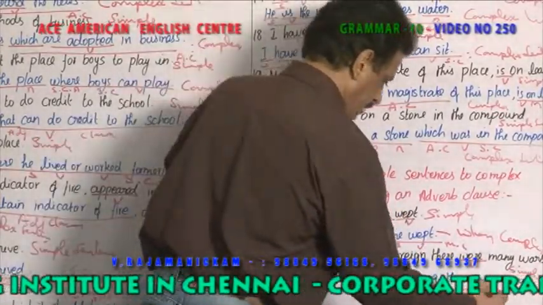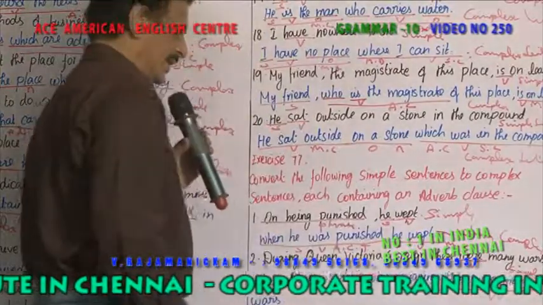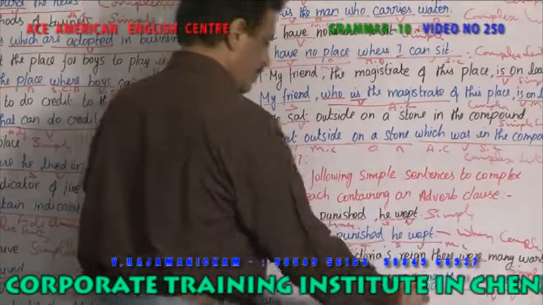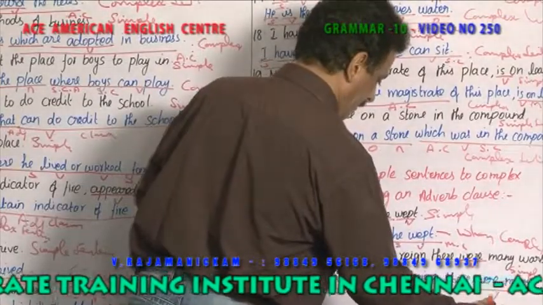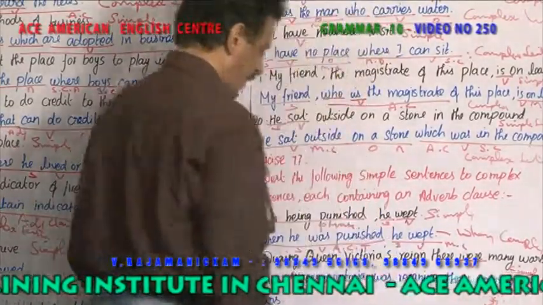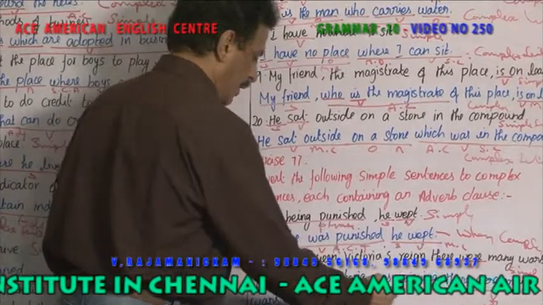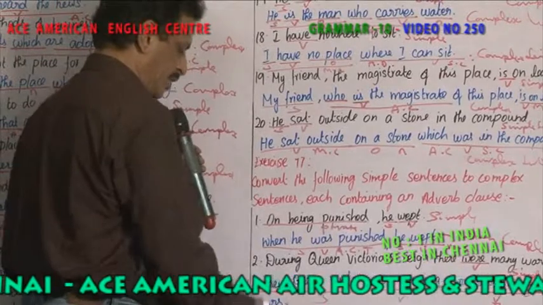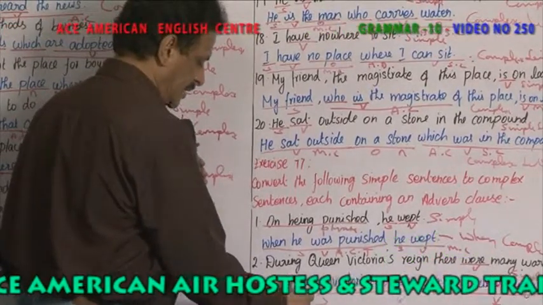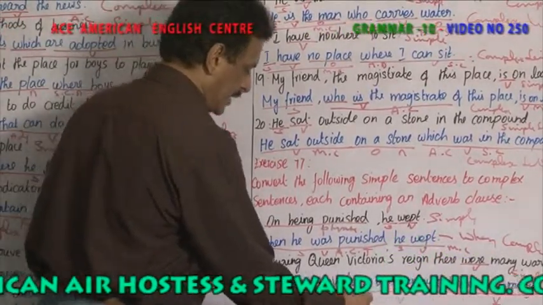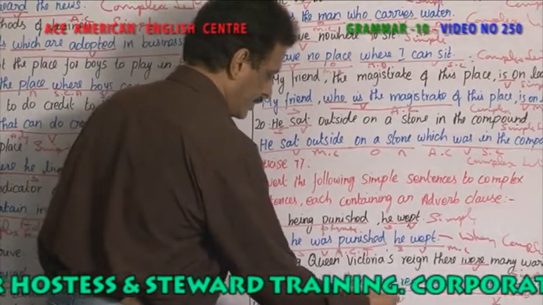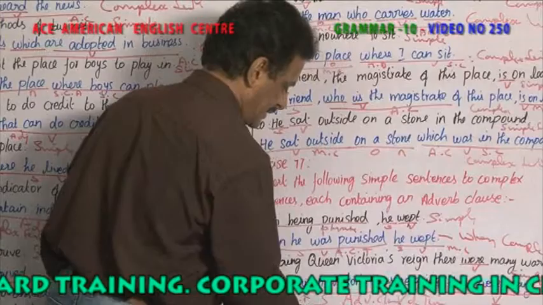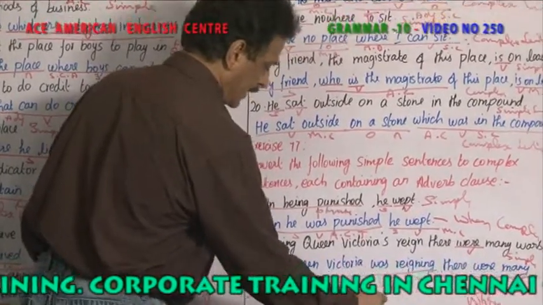There were many wars. Where is the verb? You ask a question. When? When Queen Victoria was reigning. When were there many wars? The answer you get is when Victoria was reigning. Was reigning is a verb. Queen Victoria is the subject. When is a subordinating conjunction of time. So this becomes an adverb clause of time. So one sentence depends upon another sentence. So it becomes a complex sentence.